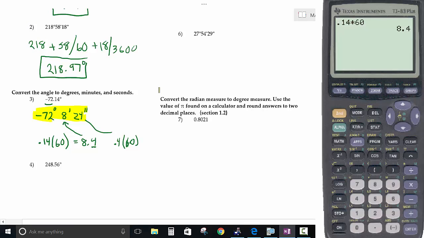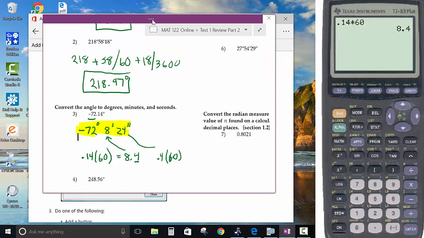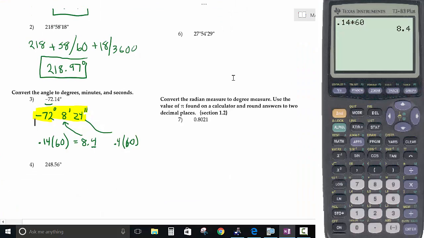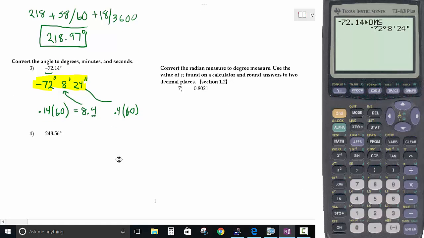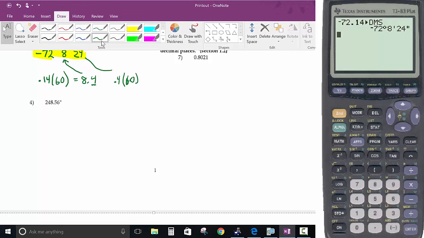The other way that you're more than welcome to do this on a calculator is a calculator has what's called a DMS key. Okay, there we go. All right, so what you can do is go negative 72.14, and then you can go second angle, and then go down to option 4. And what that does is it converts it to degrees, minutes, and seconds for you, so it gets the same answer. So you're also more than welcome to do the problem that way. Okay? All right. So I get my pen back on here.